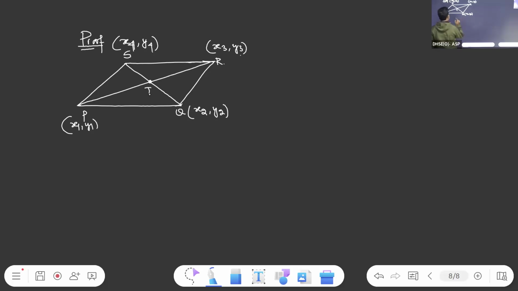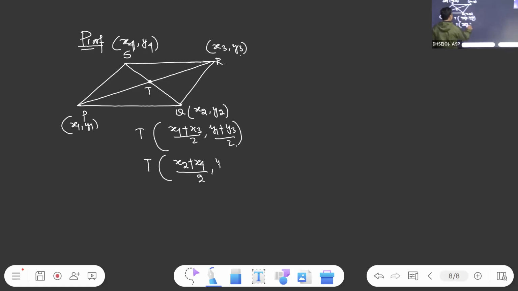Since T is the midpoint of PR, the coordinates of T will be (x1 plus x3) divided by 2, (y1 plus y3) divided by 2. Again, according to the midpoint of QS, the coordinates of point T are (x2 plus x4) by 2, comma (y2 plus y4) by 2, right? The point is the same point. One point should not have more than one pair of coordinates.